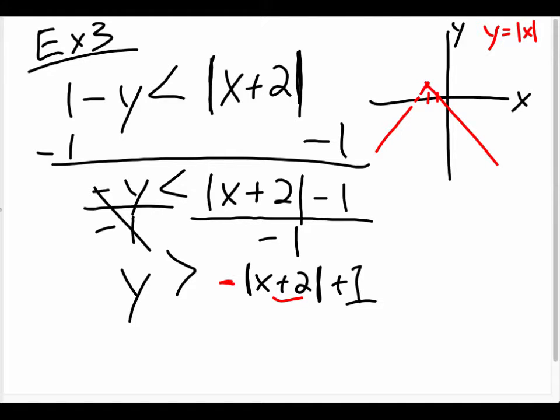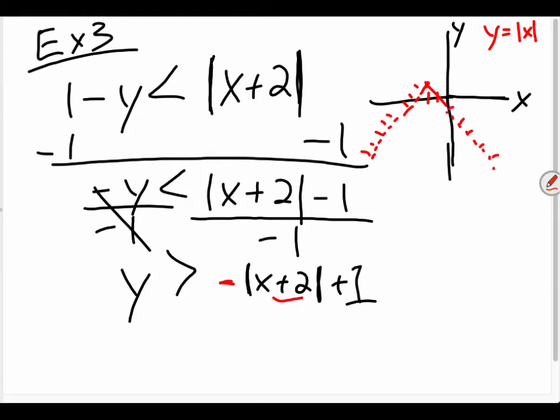Now, because I don't have an equal sign, I need to dot that line. So it should look something like this. And then I either shade above or below the line. My inequality symbol says above. So I should shade above, maybe. Everything not in the V.